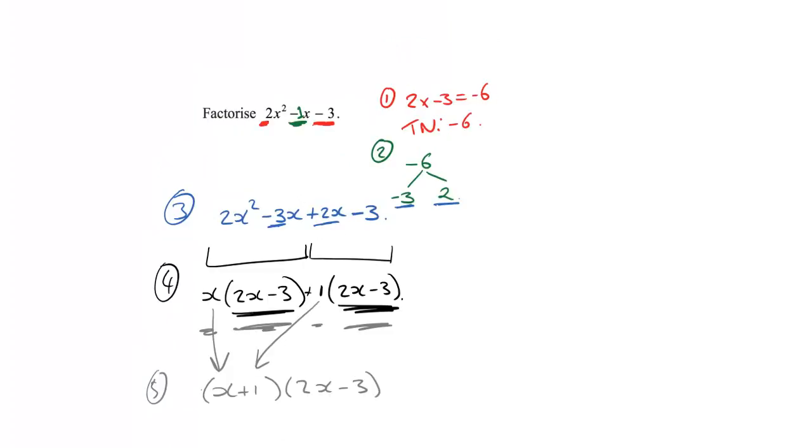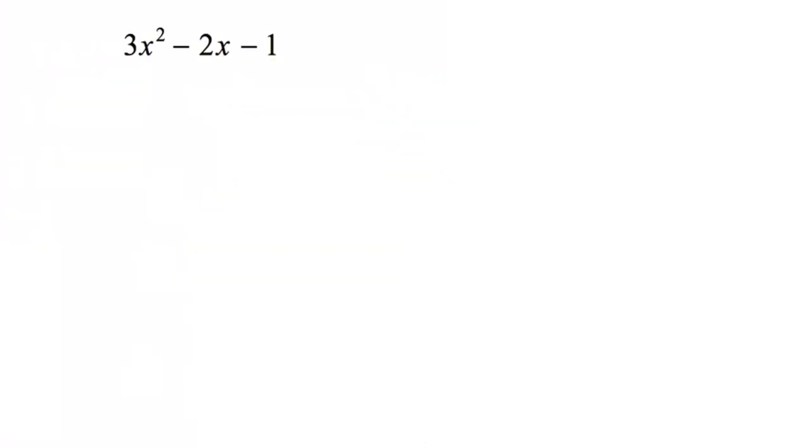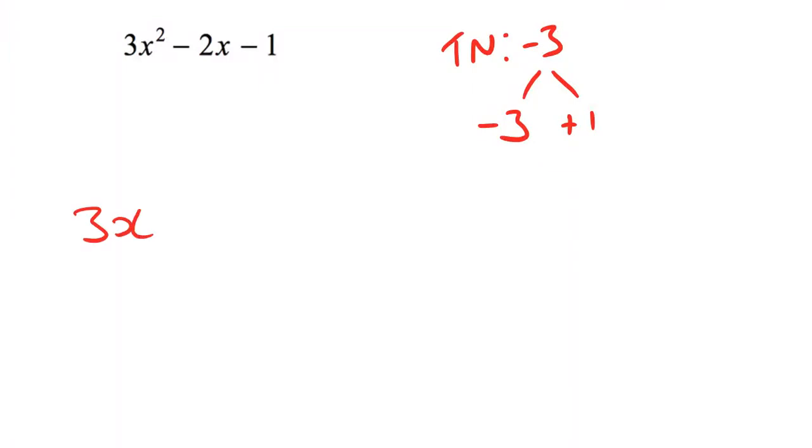Now let's have a go at some more examples. See if you can follow that algorithm. All right, so we'll start off with this one, 3x squared minus 2x minus 1. Step number 1, target number is minus 3. Step number 2, we're going to think what two numbers multiply to make minus 3 and add to make minus 2. That's going to be minus 3 and a positive 1. Okay, next step, we're going to rewrite that middle term, 3x squared minus 3x plus 1x minus 1.